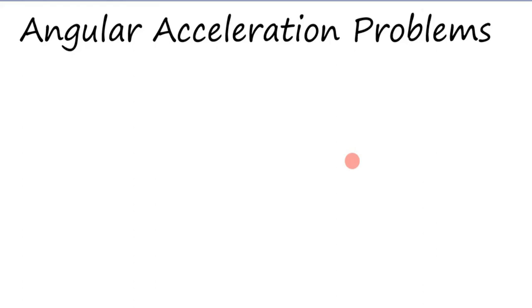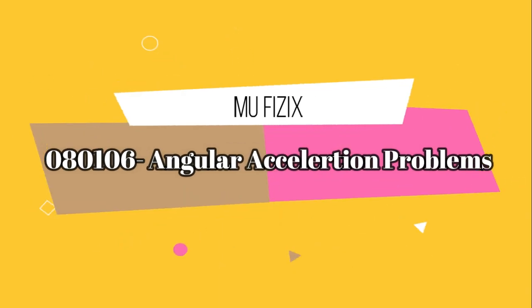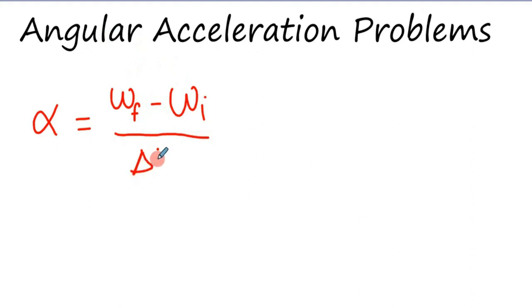Hi everyone, in this video we are going to solve problems about angular acceleration. To solve problems about angular acceleration, we need these equations. The first equation is alpha, the angular acceleration, equals omega final, the final angular velocity, minus omega initial, the initial angular velocity, divided by time, delta t. Of course, it's measured in rad per second squared.